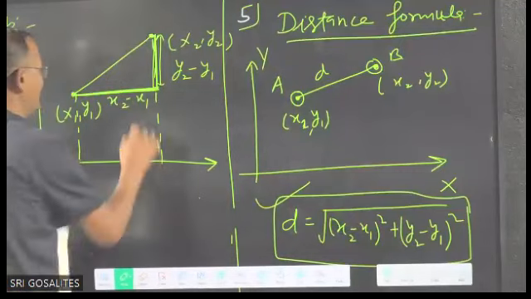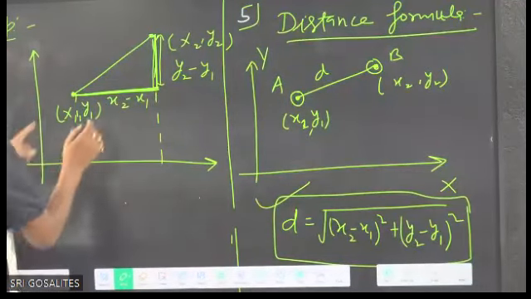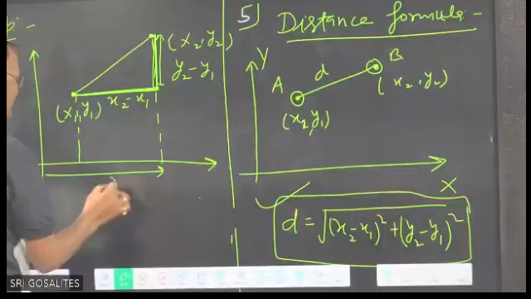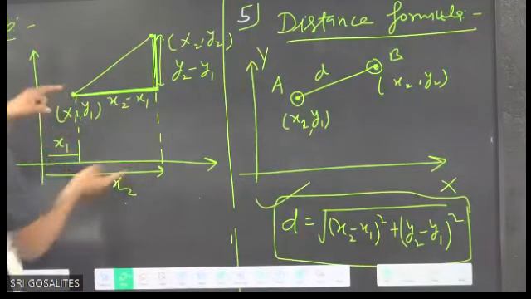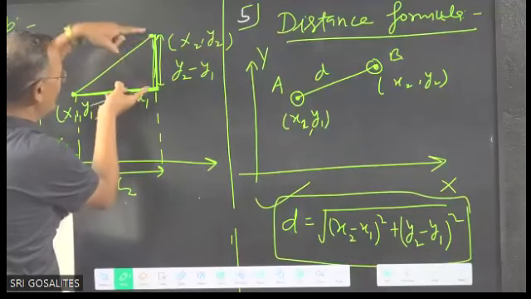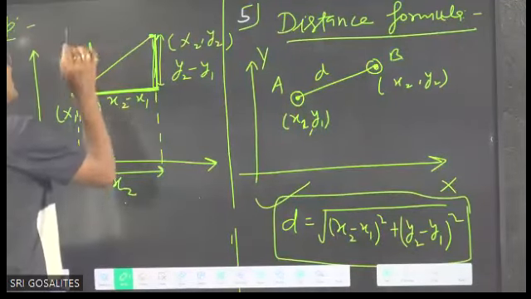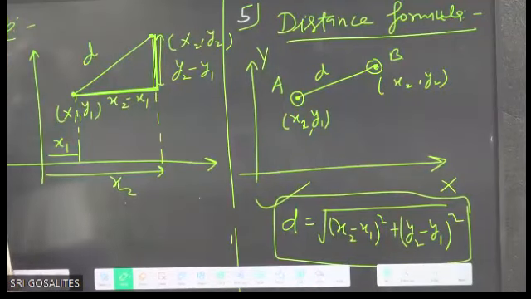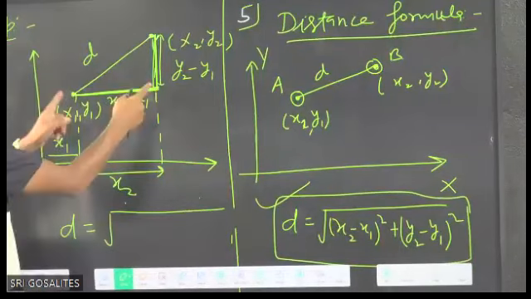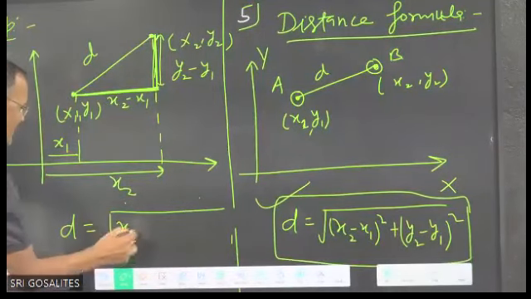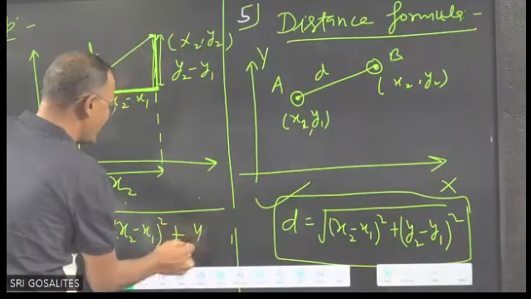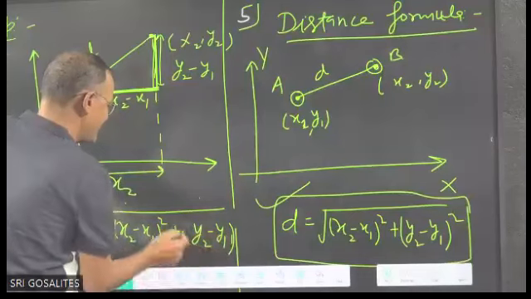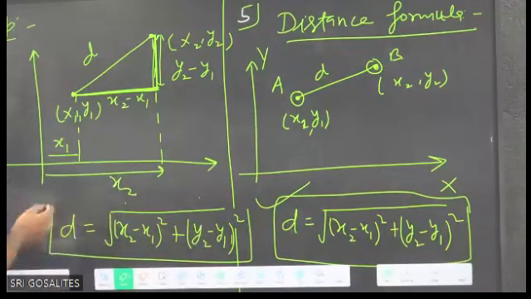Okay. So this is the base. This is x2. This is x1. x2 minus x1. y1. y2. y2 minus y1. This distance is what basically? Hypotenuse. Do you know? Yes, it's Pythagoras theorem. Root of base square plus perpendicular square. So I hope it's clear to you all.